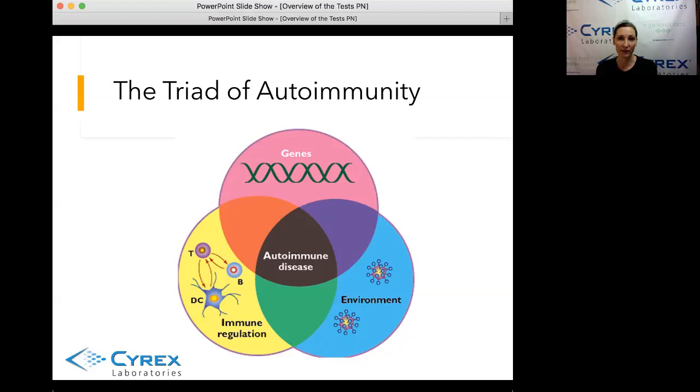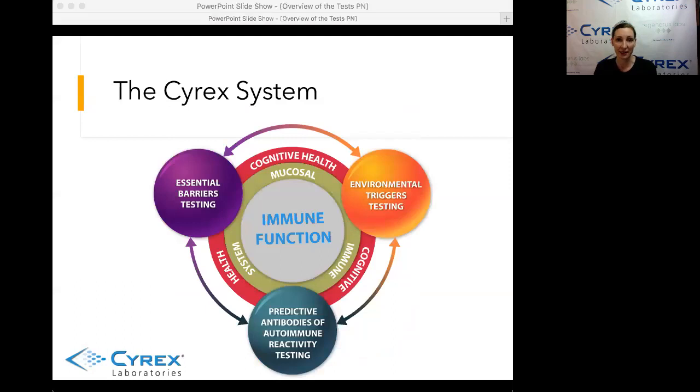We now know, for example, that it can be any of the mucosal barriers or the immune barriers, not just the gut. So it's possible to have autoimmune disease without having leaky gut, for example, which is not necessarily that well known. And when you have those three, the intersection of those three variables allows for autoimmune disease to develop. So within Cyrex, we have the Cyrex system, which is building on those principles.